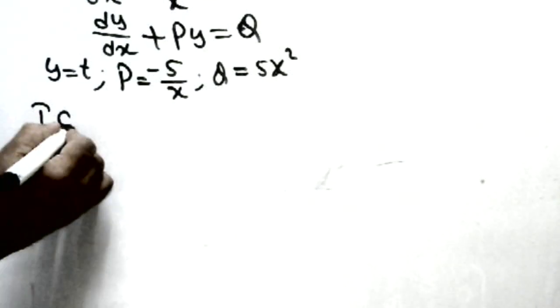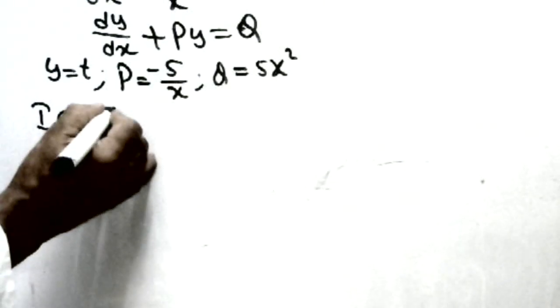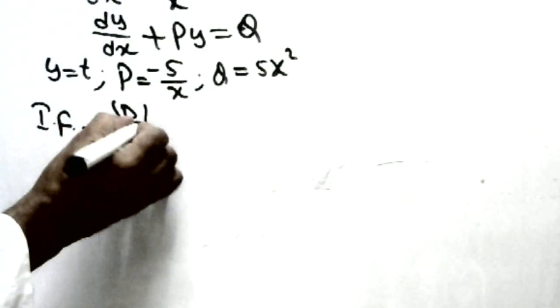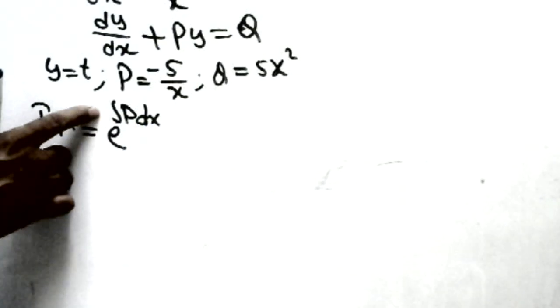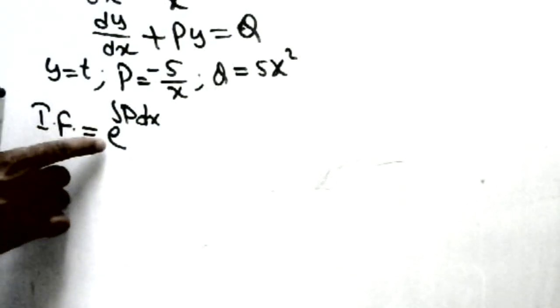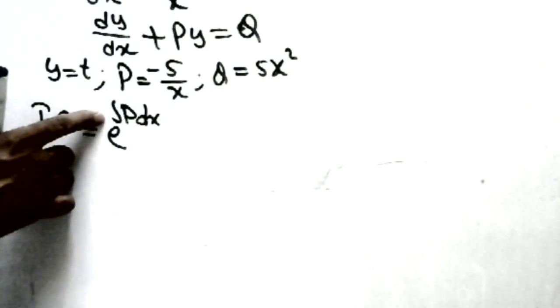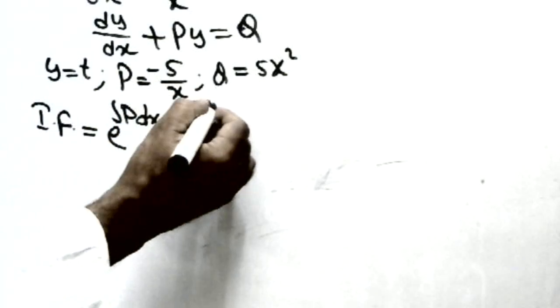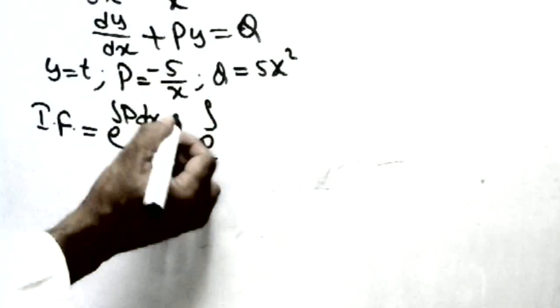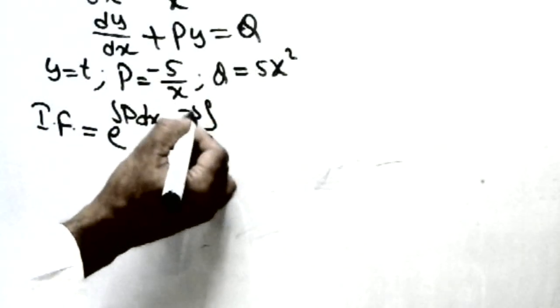For this we are having two steps. First step is the integral factor, e to the power of integration p dx. We already did these questions in the previous class. If you don't know the concept, see the previous part 1. So this will be e to the power of integration p, and the value of p is minus 5 by x.